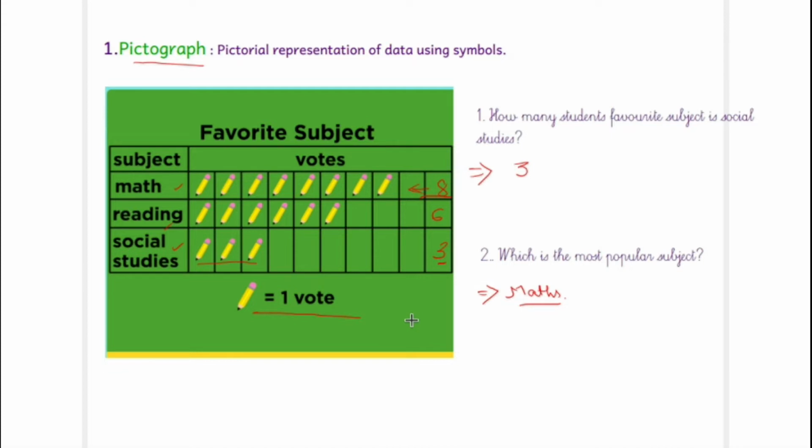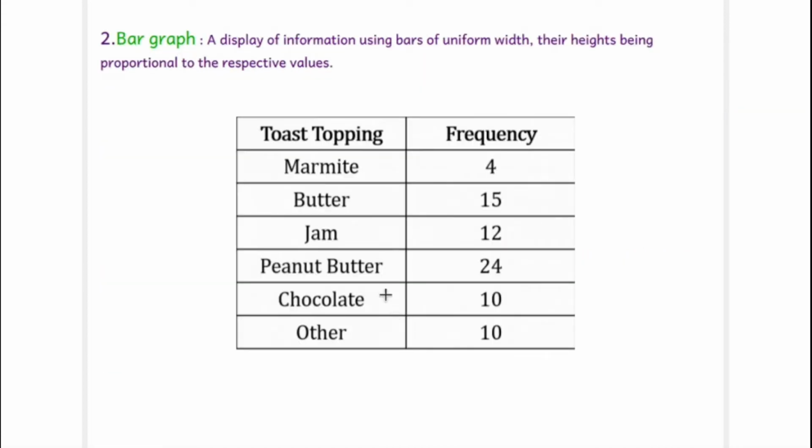Now next, bar graph. What is a bar graph? A display of information using bars of uniform width, and their heights being proportional to the respective values. I will explain this statement with an example. Here one example is given, toast topping, and here it is frequency. Some options of toast toppings are given: marmite, butter, jam, peanut butter, chocolate, and others.